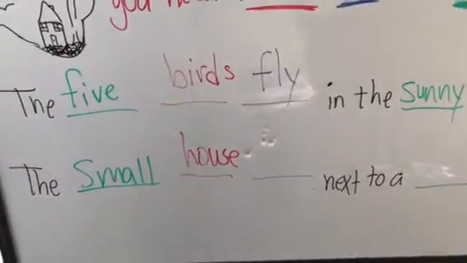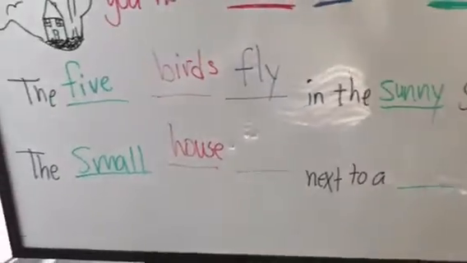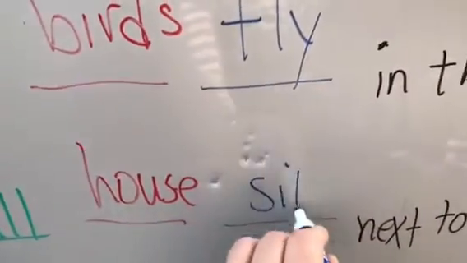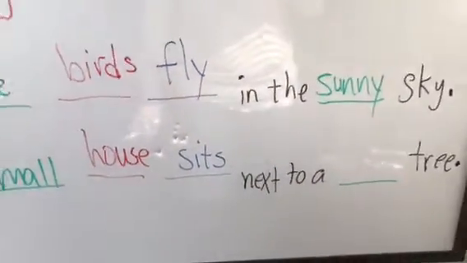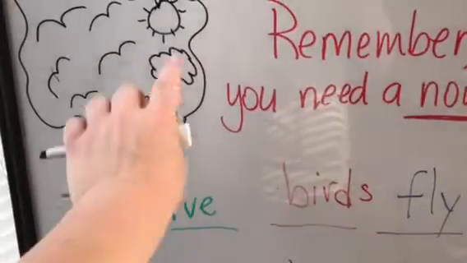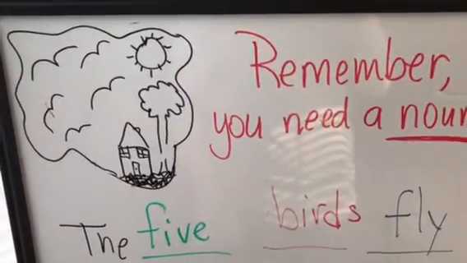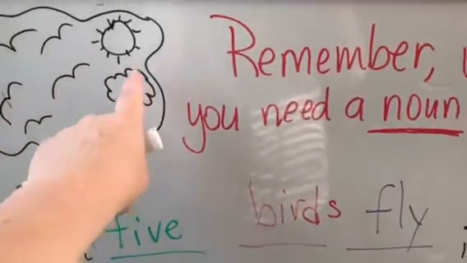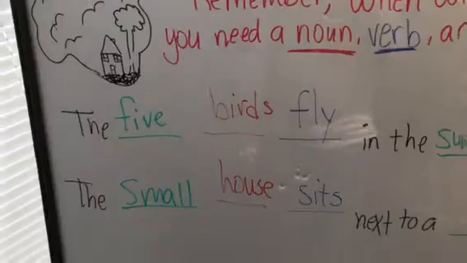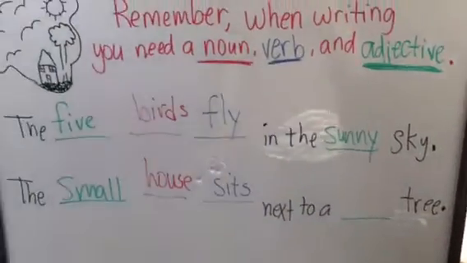Okay. And what is it doing? It's just sitting there, isn't it? The small house sits next to a blank tree. What word could we use to describe this tree? It looks pretty tall, doesn't it? It's taller than the house. It's kind of up higher, towering over that house. So, could we use the word tall to describe that tree?